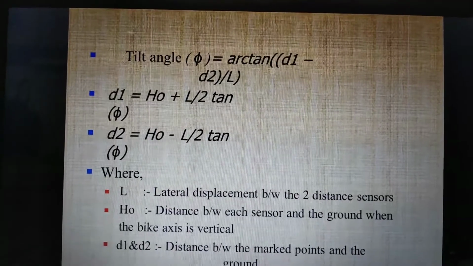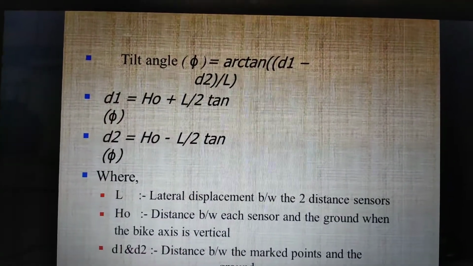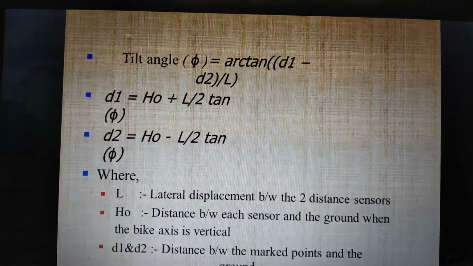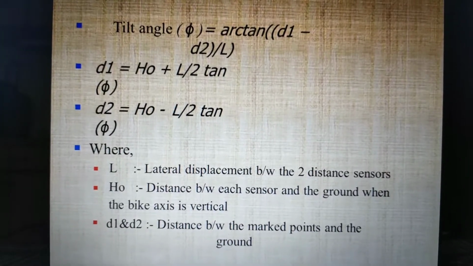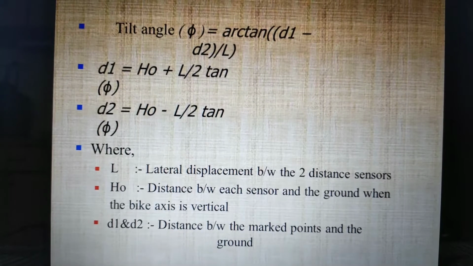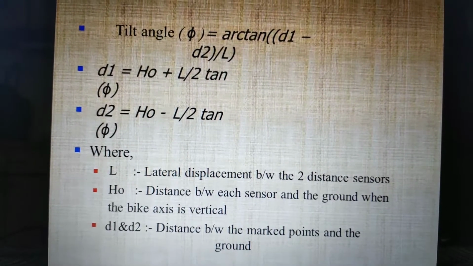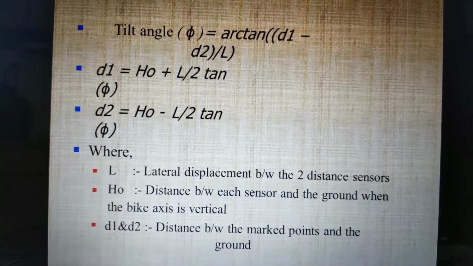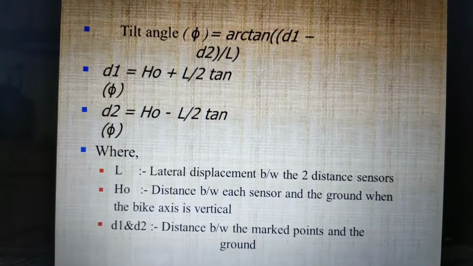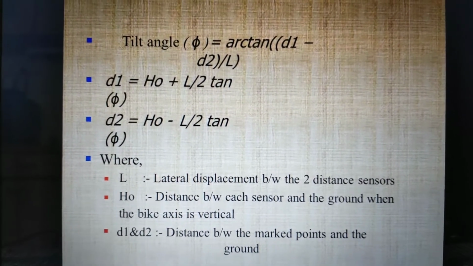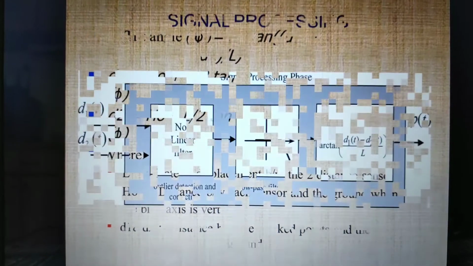d1 is equal to h0 plus L by 2 tan phi, and d2 is equal to h0 minus L by 2 tan phi, where L is the lateral displacement between the two distance sensors, h0 is the distance between each sensor and the ground when the bike axis is vertical, and d1 and d2 are the distances between the marked points and the ground.